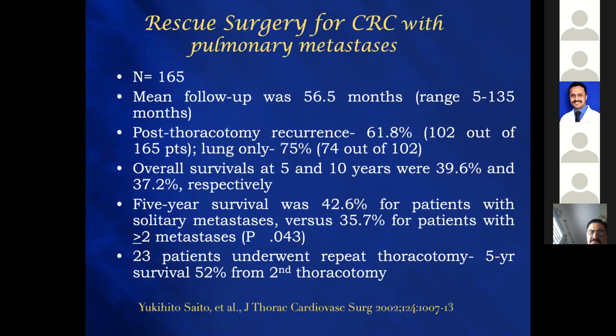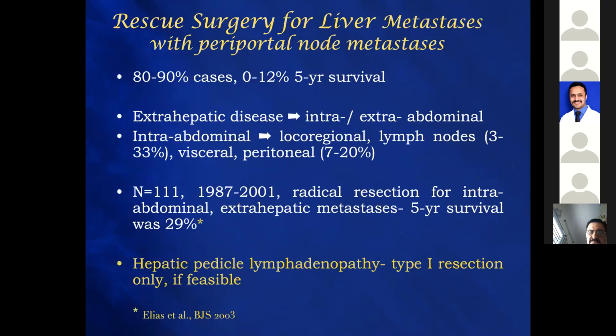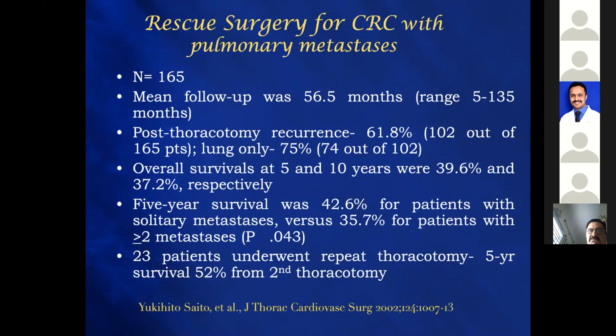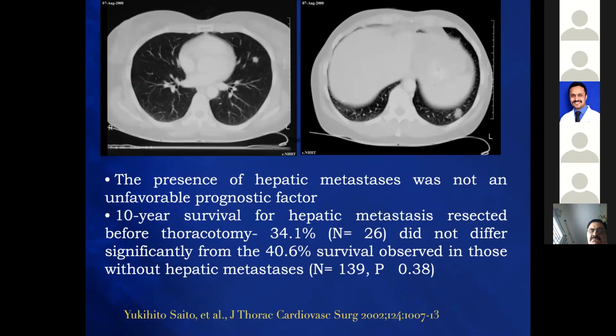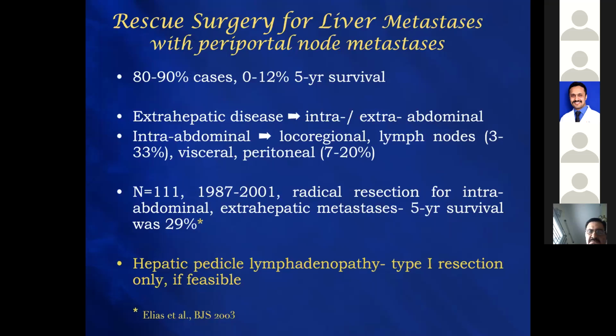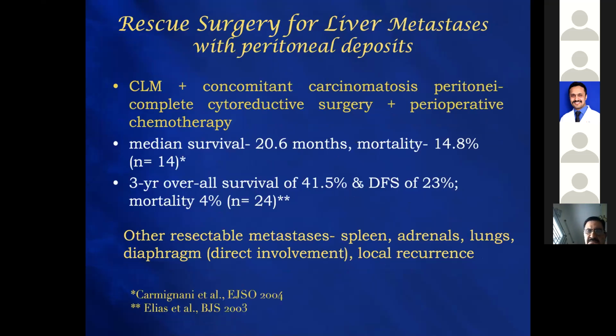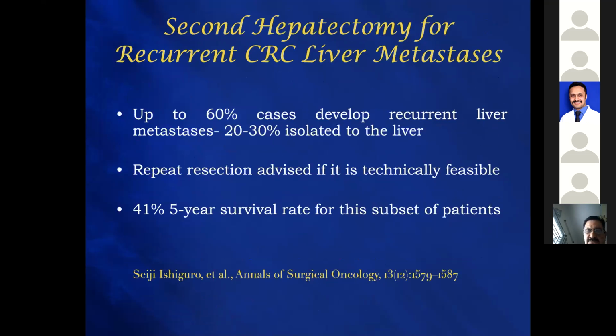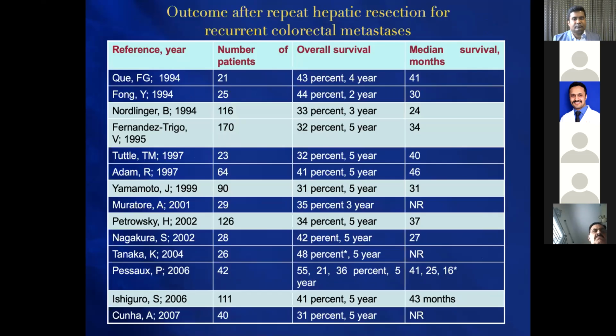You can always do a rescue surgery for colorectal cancer with pulmonary metastases, lymph node metastases, or redo the liver resections. But again, the 5-year survival will still be around 40 to 50% when you do a resurgery for liver resections, rescue surgeries. This is where it says that 5-year survival will still be good if you do it. Second hepatectomy, 5-year survival up to 41%.